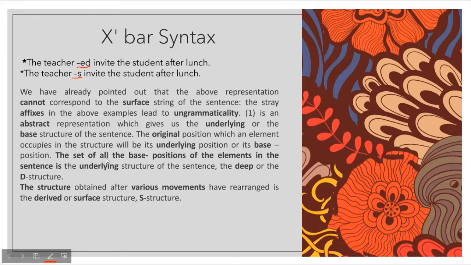The set of all the base positions of the elements in the sentence is the underlying structure of the sentence, the deep or the D structure. The structure obtained after various movements have rearranged it is the derived or surface structure, the S structure.